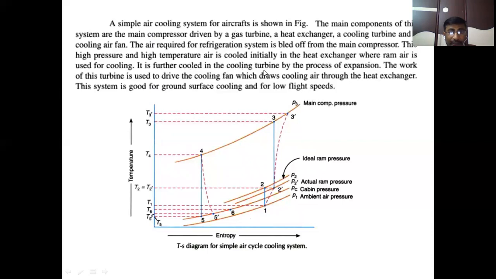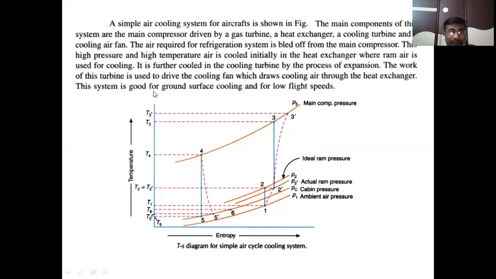It is further cooled by expansion in the cooling turbine. The air which is cooled in the heat exchanger will be expanded in the cooling turbine. During this expansion, the temperature and pressure of the air are reduced. The work produced by the turbine during expansion is used to drive the cooling fan, which draws the cooling air through the heat exchanger. The fan is required to increase the air circulation rate and to produce a high cooling effect.